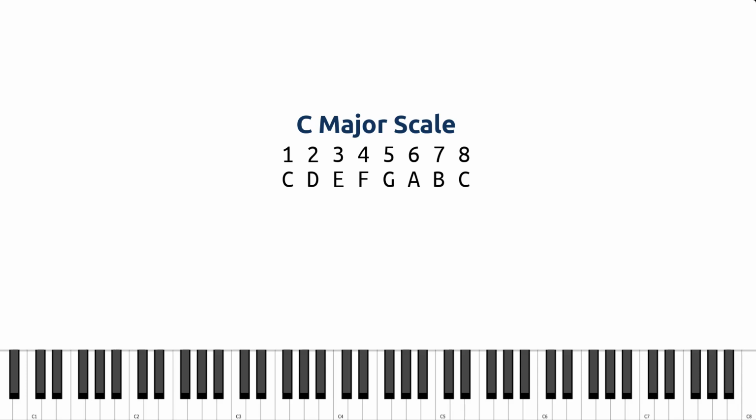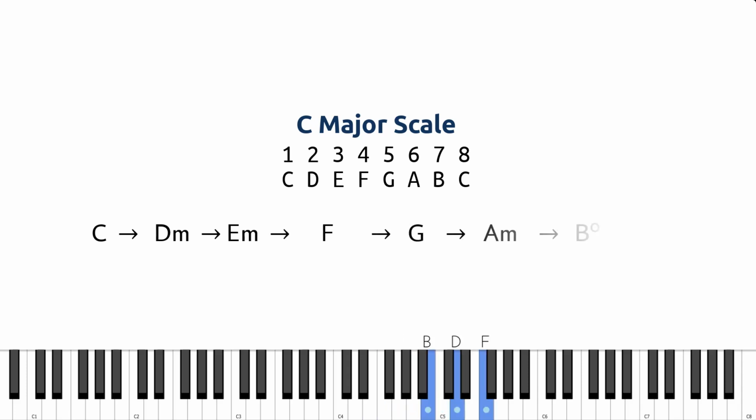We can now build a chord on the first note, or the first degree, C, by taking the first, third, and fifth degrees from the C major scale. This gives us C, E, and G. And this chord is the C major chord. By moving this shape up the scale, we get different chords: D minor, E minor, F major, G major, A minor, B diminished, and finally back to C major.